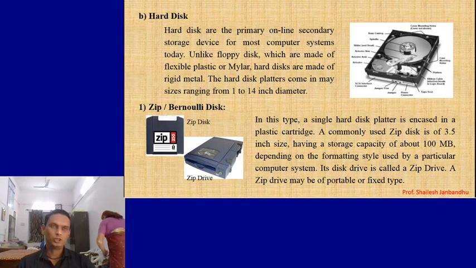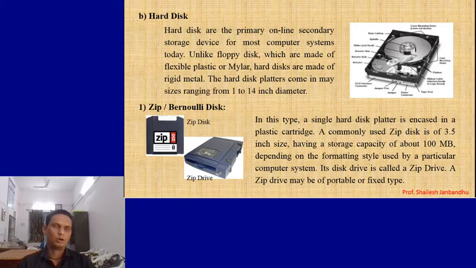Second type of storage unit is hard disk. Hard disks are the primary online secondary storage device for most computer systems. Unlike floppy disks, which are made of flexible plastic or mylar, hard disks are made of rigid metal, and the hard disk platters come in sizes ranging from 1 to 14-inch diameter. Hard disk is always available in the cabinet called the CPU.